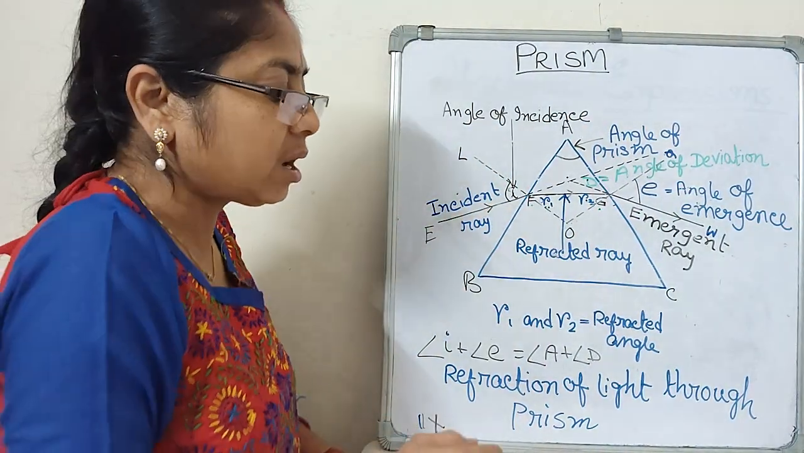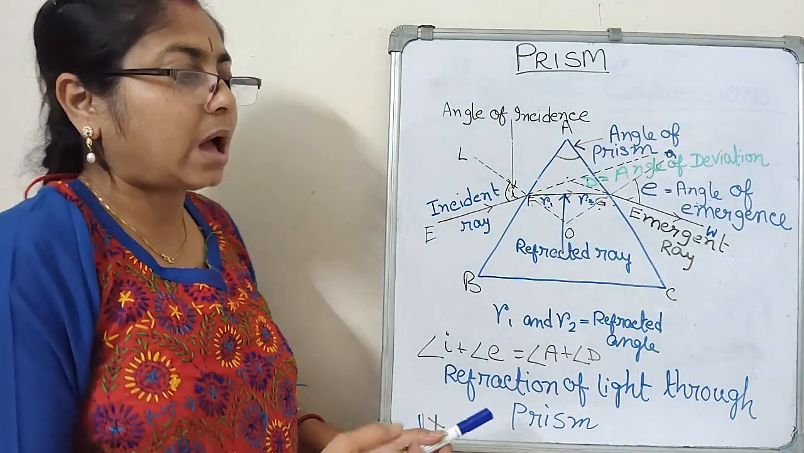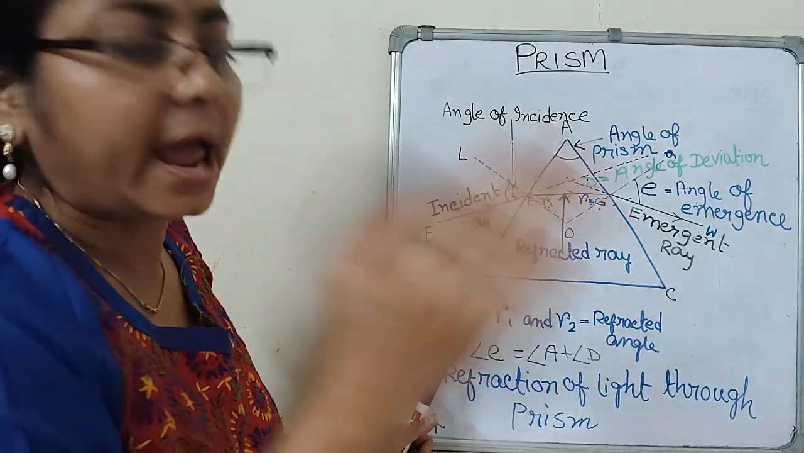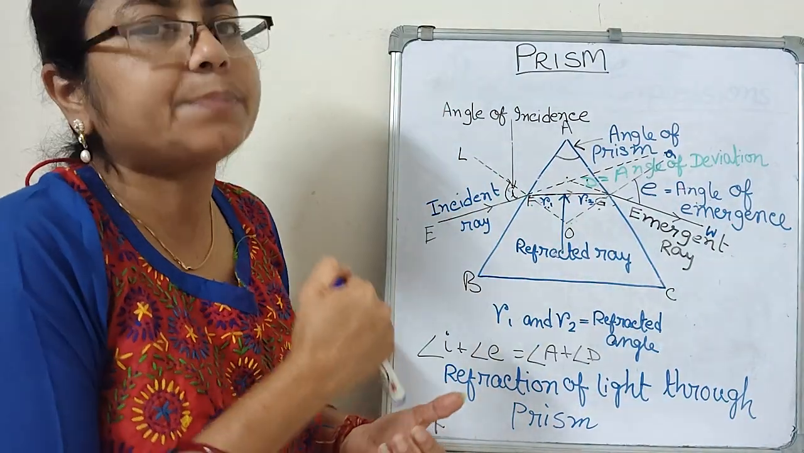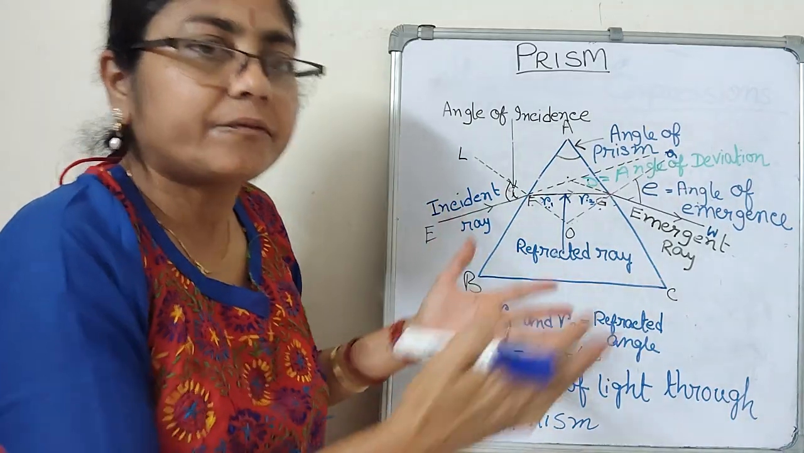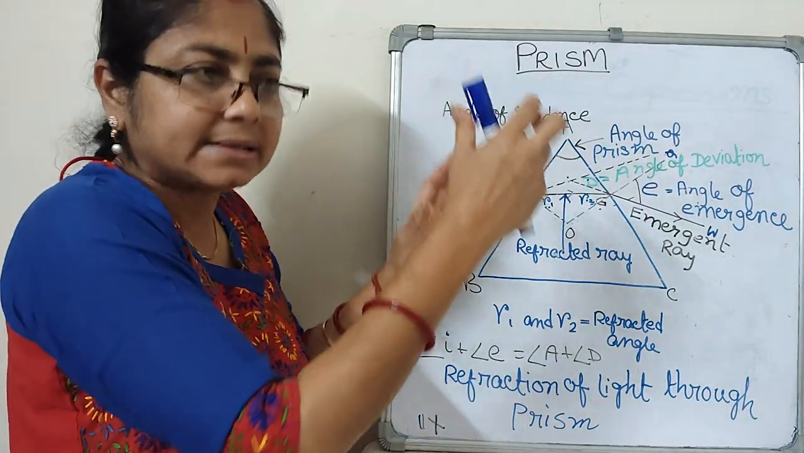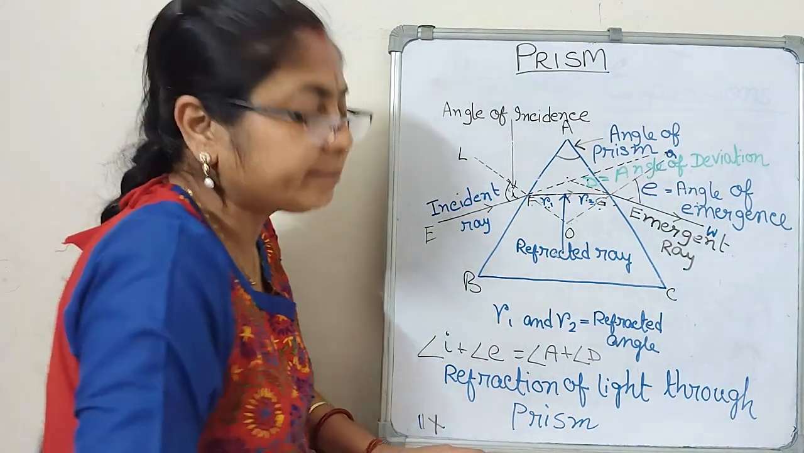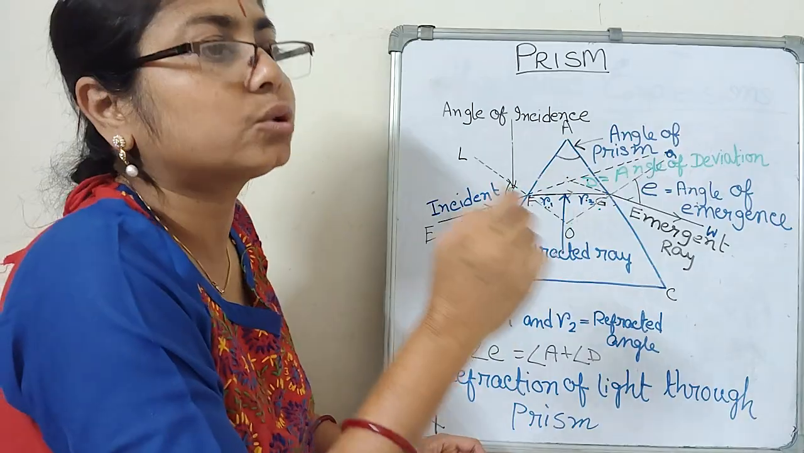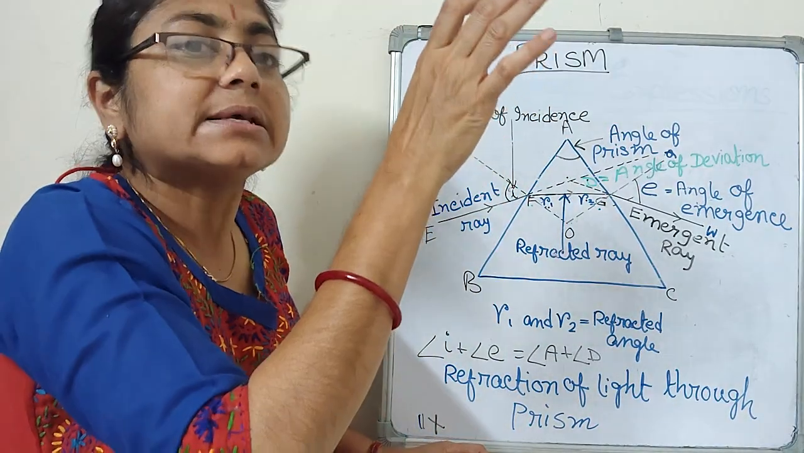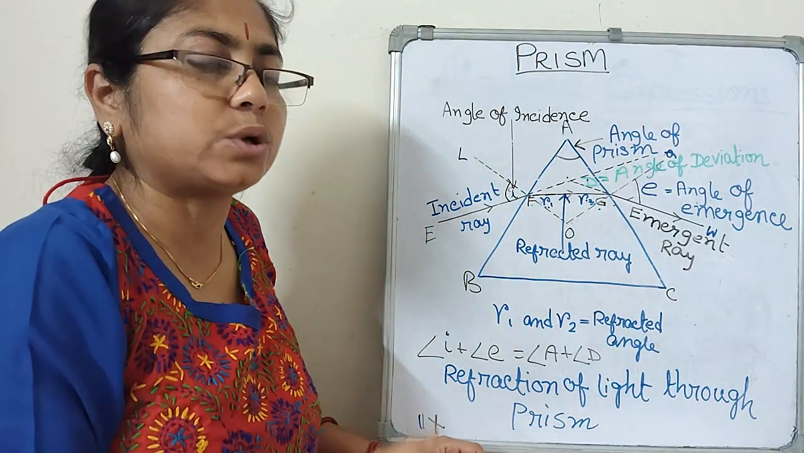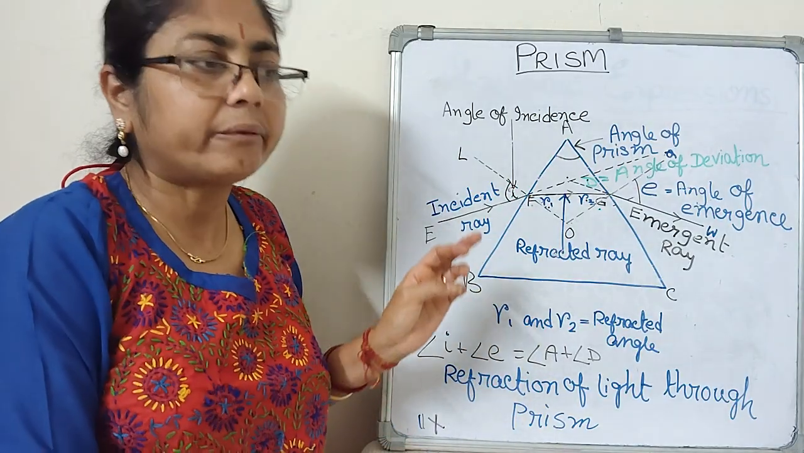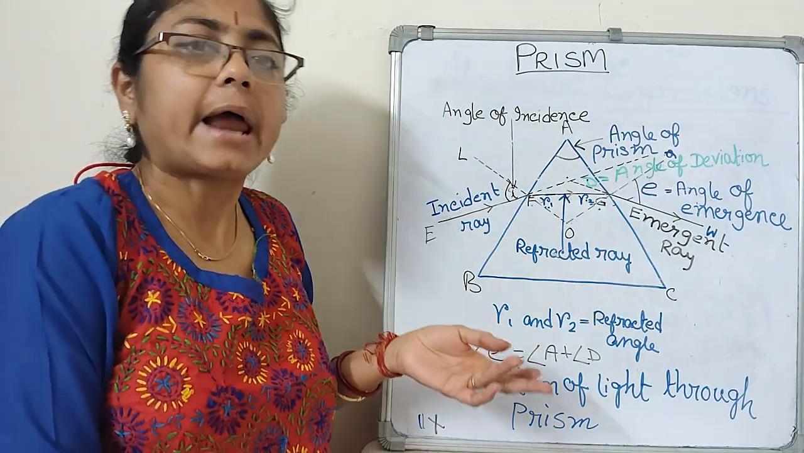Clear? Now I tell how the prism helps to split white light, and it is called dispersion. What is dispersion? Dispersion is a phenomenon where, if you pass white light through a prism, it splits and seven colors come out: violet, indigo, blue, green, yellow, orange and red.